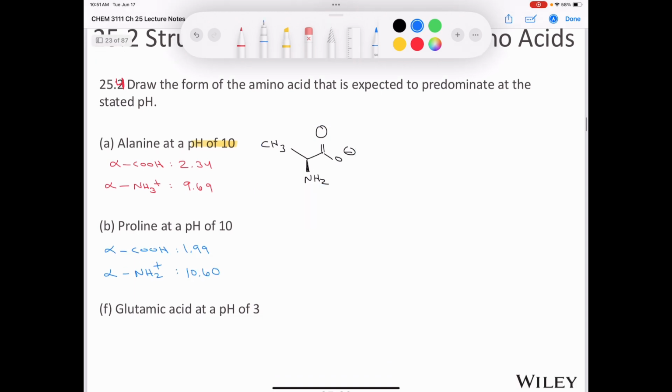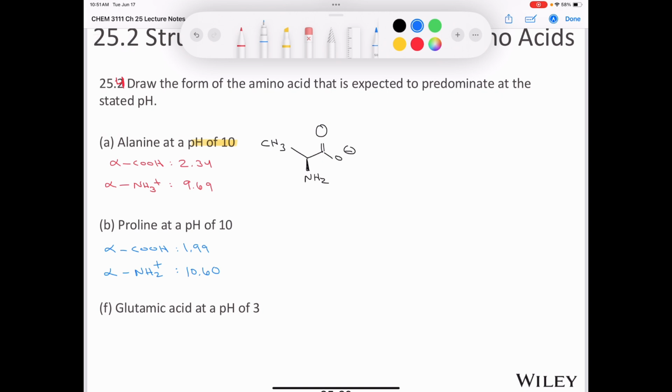Okay, now we've got proline at a pH of 10. A pH of 10 is more basic than the carboxyl pKa, and so the carboxyl group is going to be deprotonated, but it's more acidic than the ammonium. And notice here that I put NH2 plus because proline is a secondary amine, and so our amine is going to be protonated, but our carboxyl is going to be deprotonated. So we'll scribble that down. It's going to look like this. Our amine is in its protonated form like this, and our carboxyl group is deprotonated.